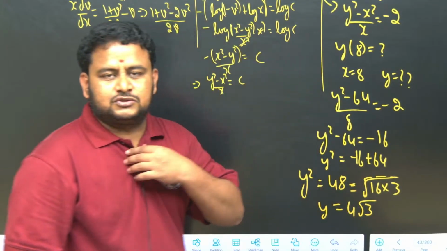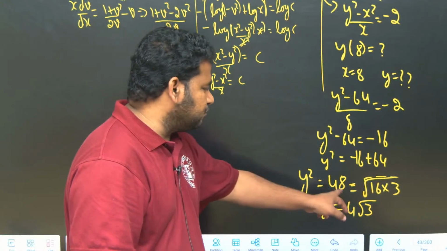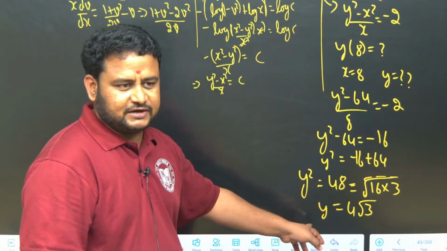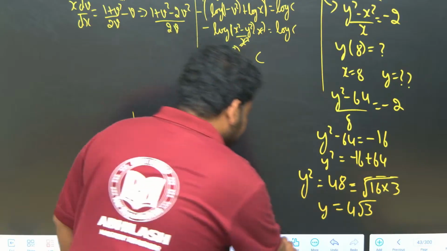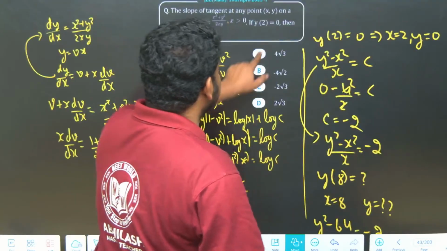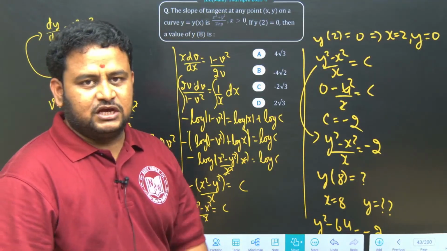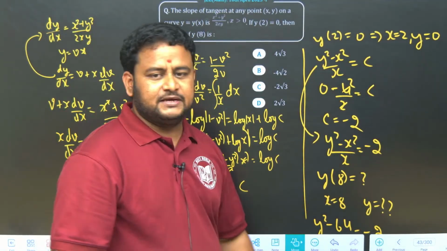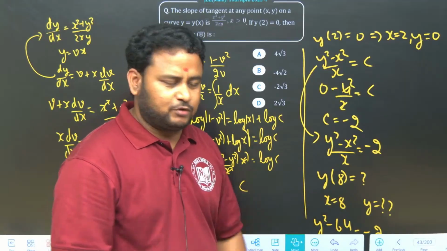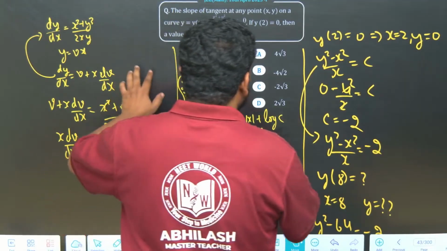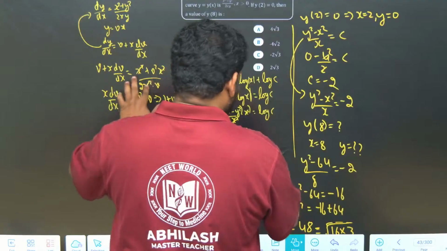4 root 3. So you may be thinking y square is there, I should put plus or minus. Okay, y is equal to plus or minus, I should put. But you have to focus on the question very carefully. They have told x is greater than 0. That is, they are asking for a positive value of x. If x is positive, I cannot take plus or minus, I just have to take the positive value. So the answer to this question is what? 4 root 3. We got the answer as what?